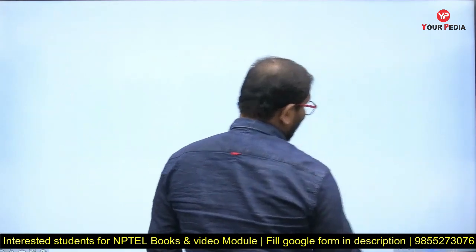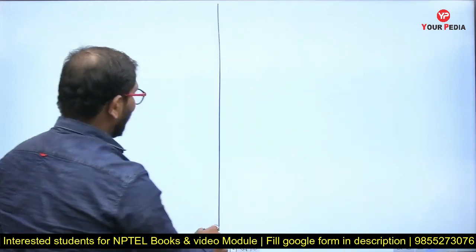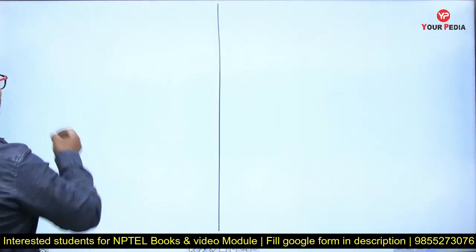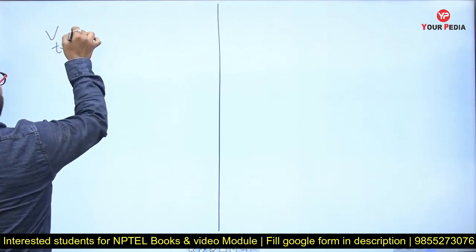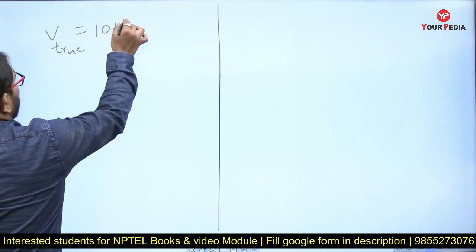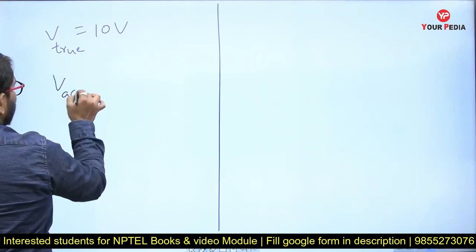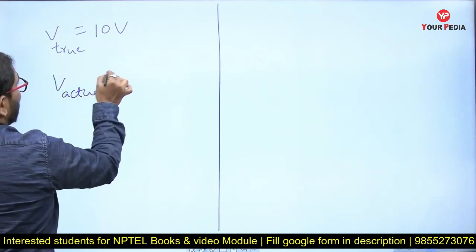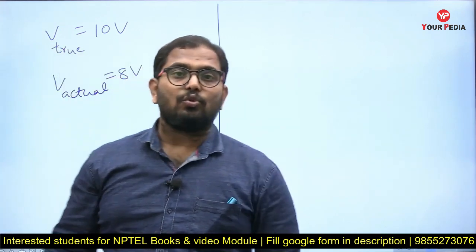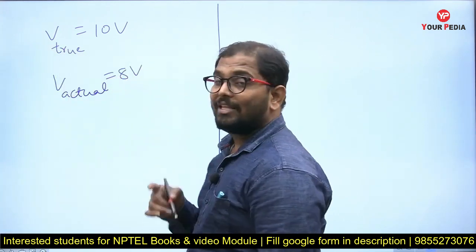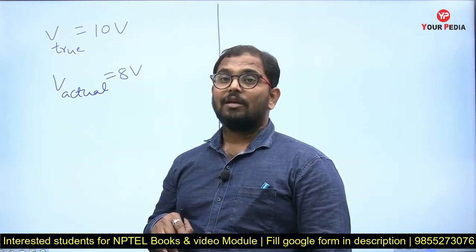Now, if you observe the two values we got, the true voltage is equal to 10 volts, but the actual voltage is equal to how much? The actual voltage is equal to 8 volts. So there is a drop of 2 volts happening. Why is there a drop of 2 volts happening?